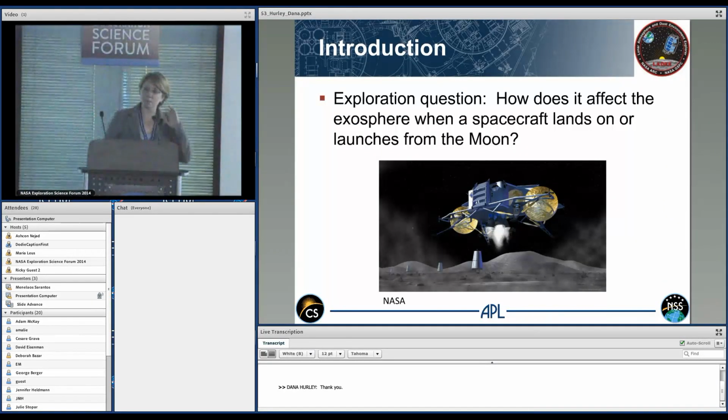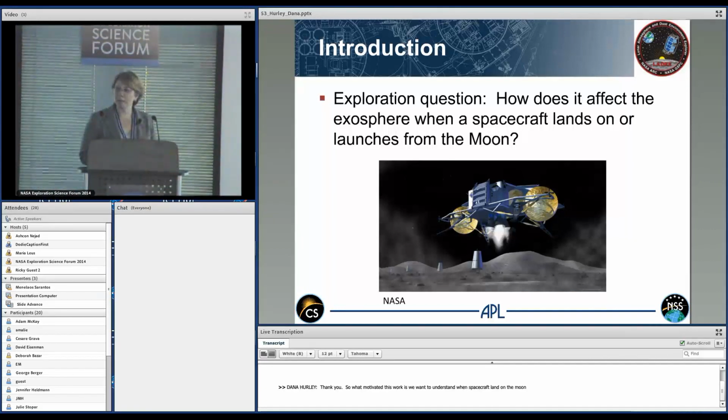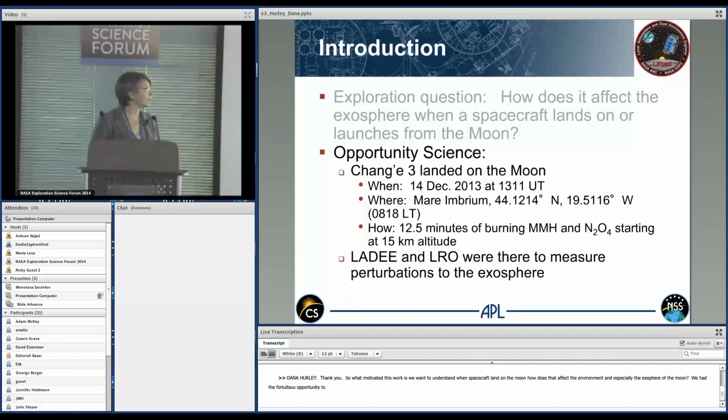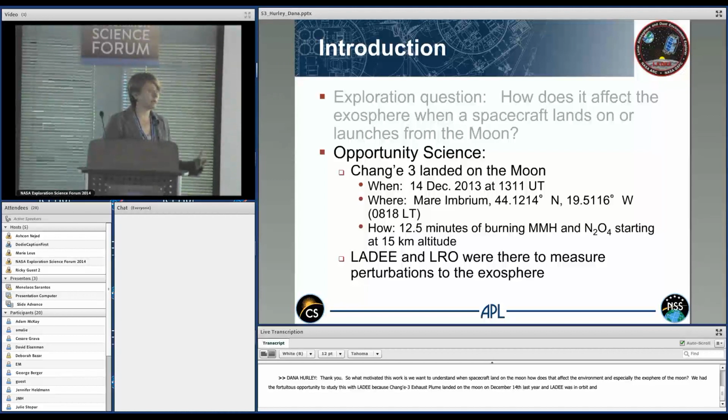So what motivated this work is we want to understand when spacecraft land on the moon, how does that affect the environment, and especially the exosphere of the moon. And we had the fortuitous opportunity to study this with LADEE because Chang'e-3 landed on the moon on December 14th last year, and LADEE was in orbit and was taking data to measure the constituents of the exhaust plume on that day.